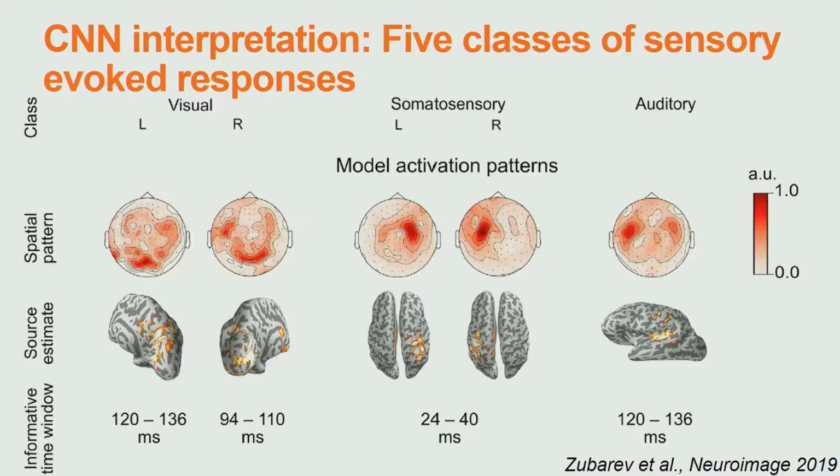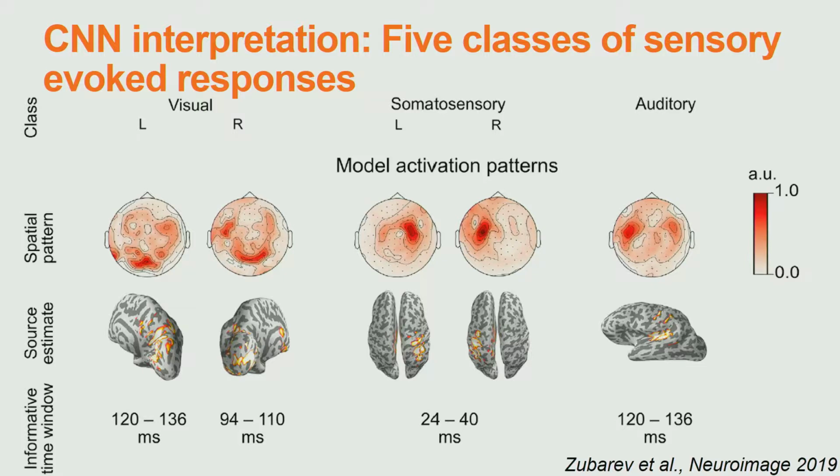Here we have applied this kind of model to a data set where the subject was presented with 5 different sensory stimuli, and we wanted to classify the brain responses into 5 classes according to the stimulus modality. So now this is what the model comes up with. You have 2 kinds of visual stimuli, just stimuli in the left and right visual field. You have somatosensory stimuli, median nerve stimulation to the left and right wrist, and then auditory stimuli.